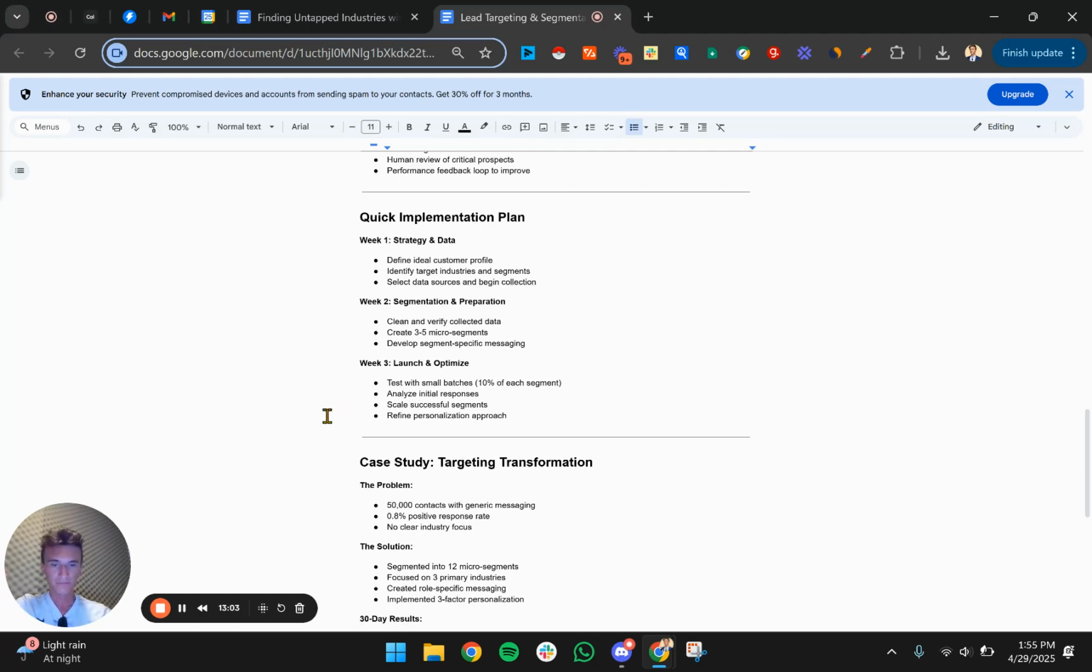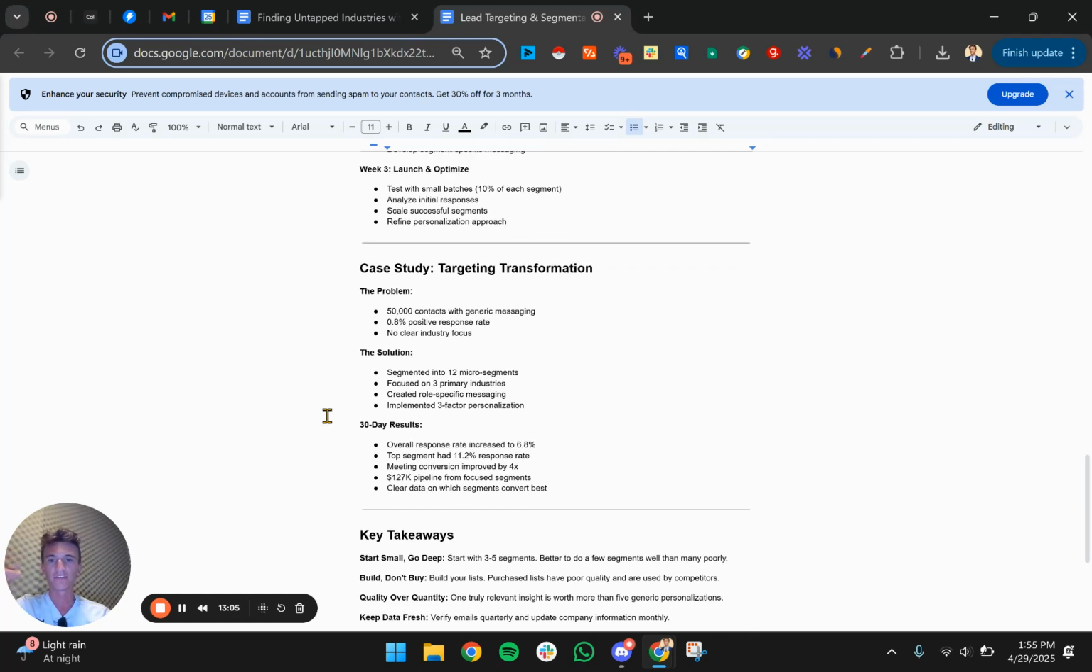So there was a pretty key case study for this, right? So what we did was there was like 50K contacts that we scraped from all these groups with pretty generic messaging at first that our clients were doing. They didn't really have a pretty good reply rate. They had like 0.8% reply rate, and there was no clear industry focus on where they needed to target or what exact segment of that industry they needed to target.